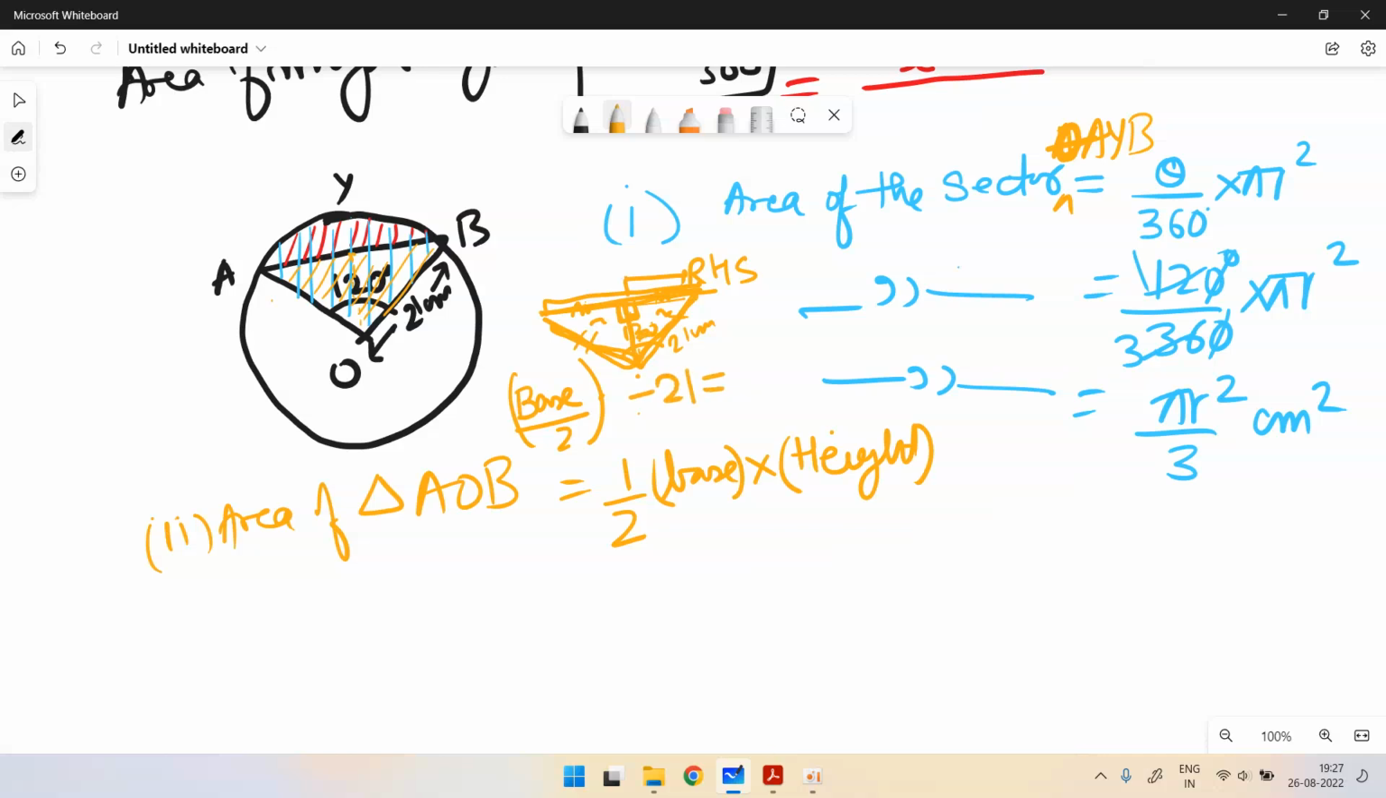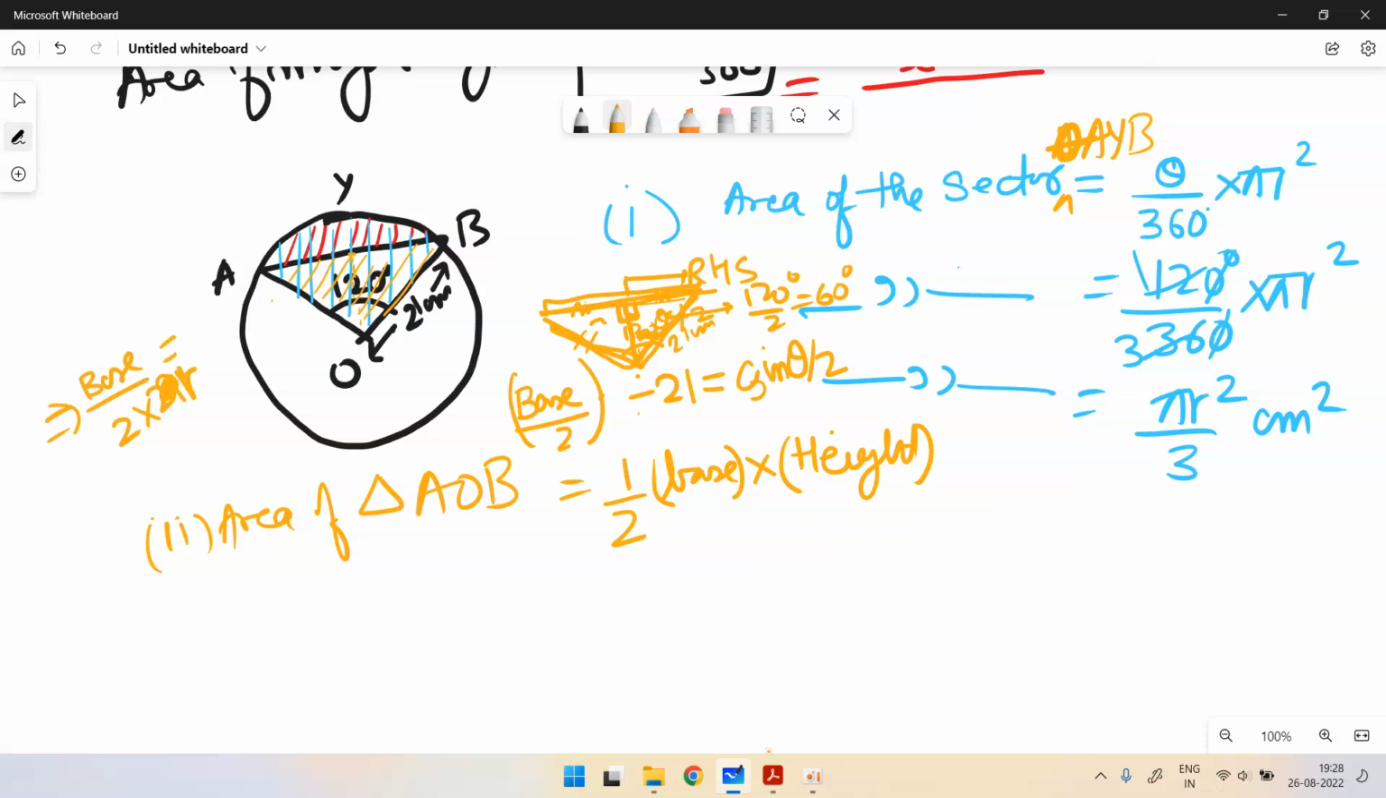If this is theta, and I'm saying theta is 120 degrees, then theta by 2 is 60 degrees, because 120 by 2 is 60 degrees. Nothing but this is theta, this is sine theta by 2, which implies base by 2 into 21, or you can say r. Here 21 is r, is sine theta 1.